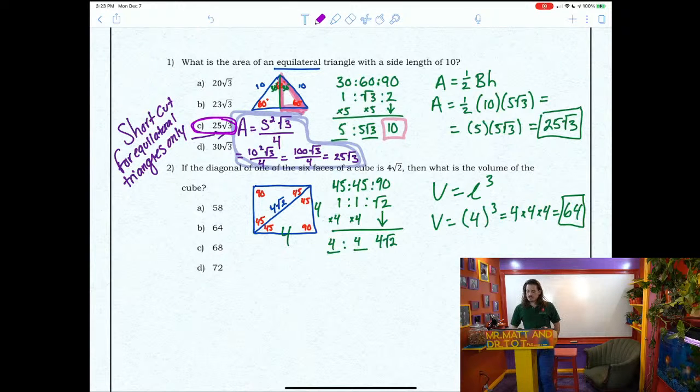For number 2, they ask if the diagonal of one of the 6 faces of a cube is 4 root 2, then what is the volume of the cube? So now the face of a cube is going to be a square. If you divide a square by its diagonal, that will always, not a rectangle, but a square, because remember, a square is a special type of rectangle where all sides are equal.